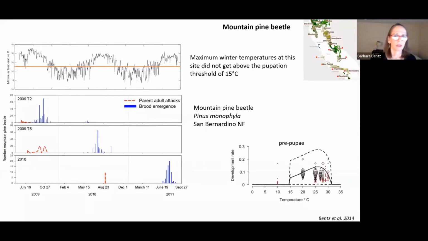Also similar to the western pine beetle example, despite relatively warm temperatures in the summers, temperatures over winter at this site rarely were above the 15-degree threshold for pupation, and therefore development did not occur across the winter. We observed something really similar to this at a low elevation site in southern Arizona as well.